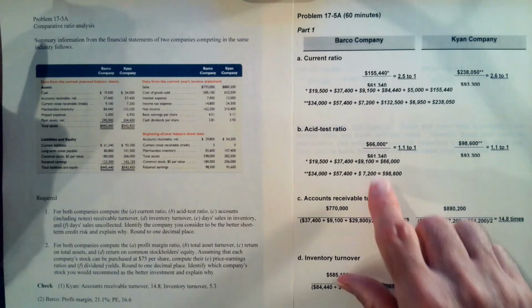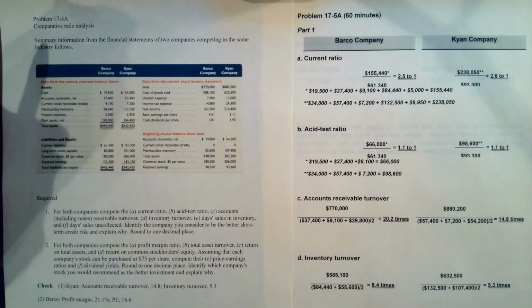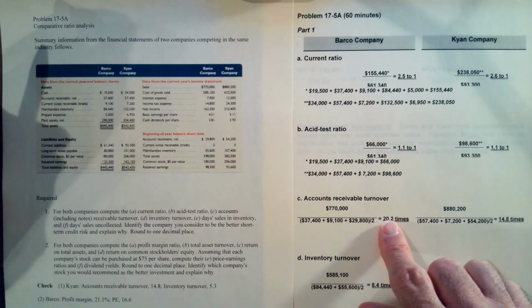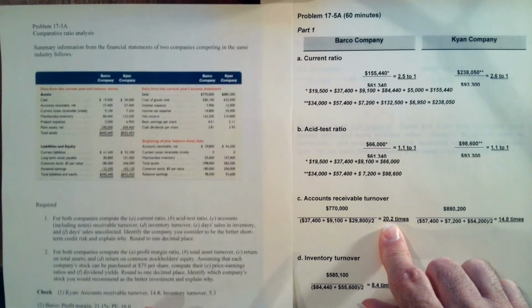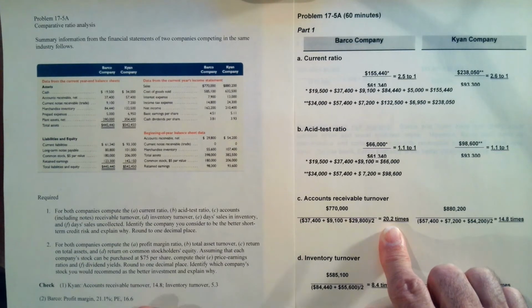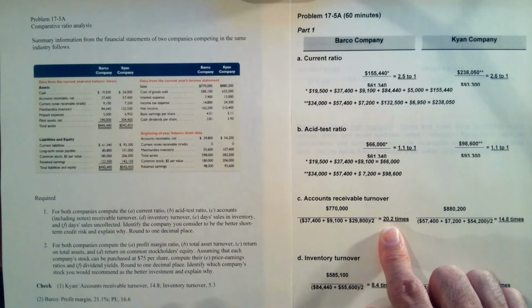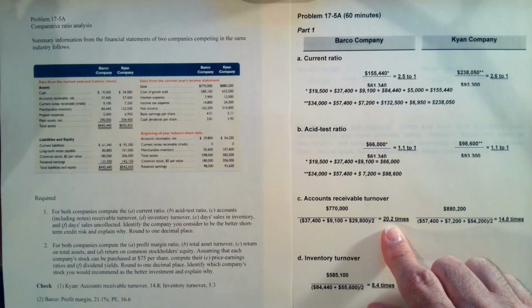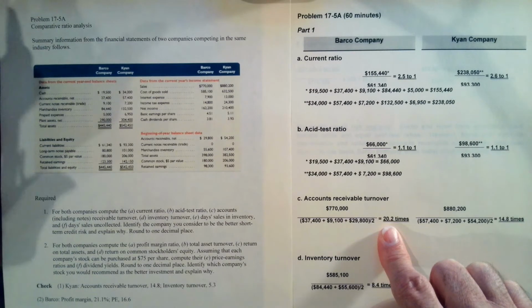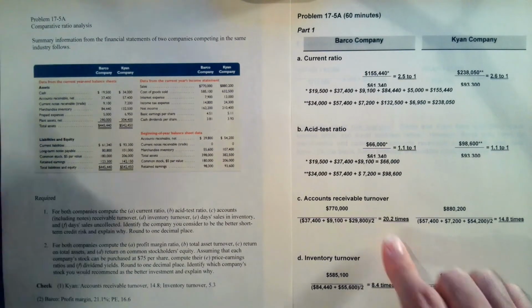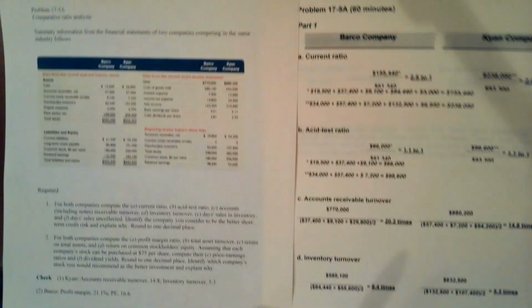So there's your denominator, and now it comes out to be 20.2 times. That means your accounts receivable is going to turn over 20 times a year. And if you really want to find out that answer, take that number and divide it into 365 days. You'll find out how many days it takes. That's a really quick way of doing it. They don't show that in the book. That's kind of like the industry way of doing it.